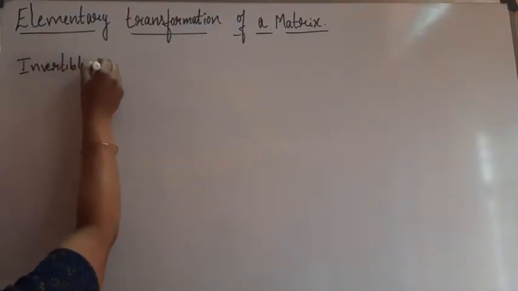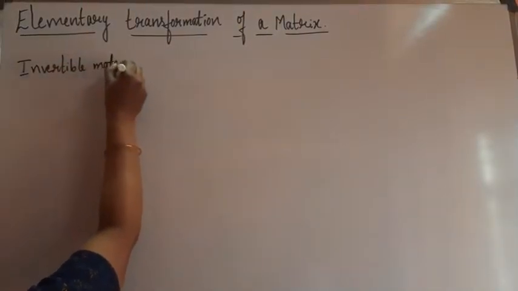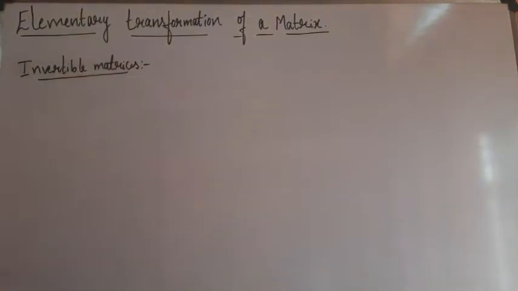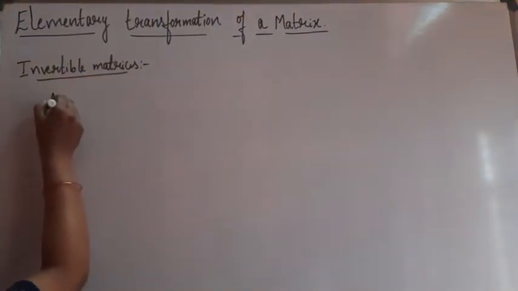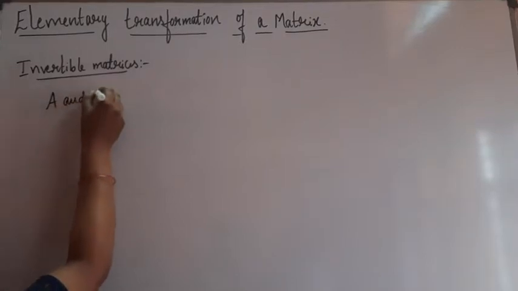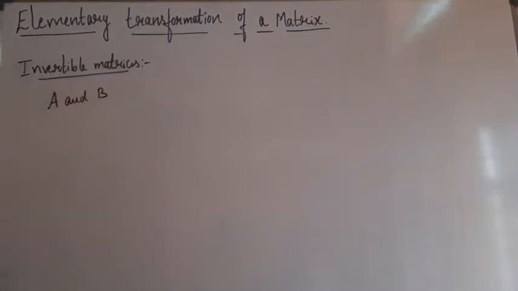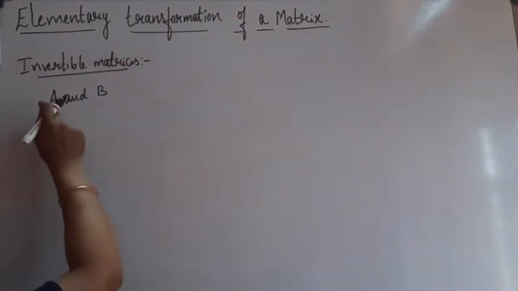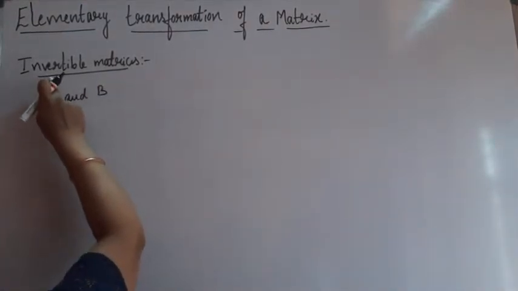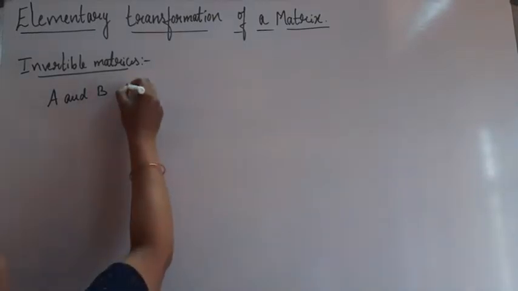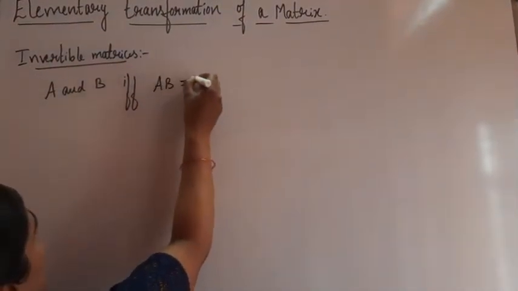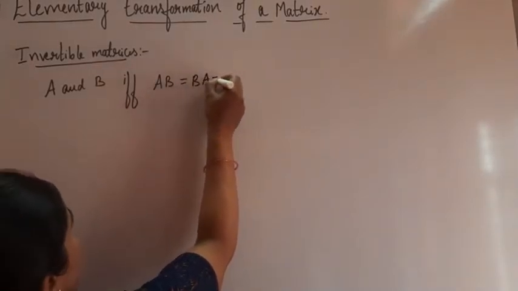Invertible matrices means two matrices of the same order are said to be invertible. Let us take the two matrices A and B. A and B are two matrices of the same order. Then these matrices A and B are said to be invertible matrices if and only if A into B equals B into A equals I.